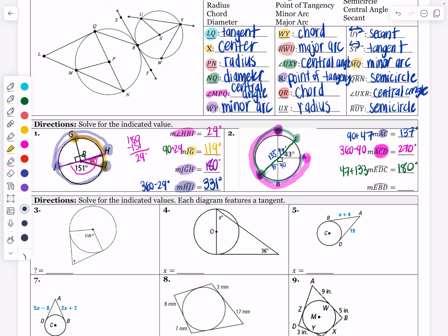And then last but not least, we also want to find arc EBD. E to B to D. Starting at E, going through B, stopping at D. So that's going to be all the way around the circle minus the 47 degrees. So when I write that out, that was a full circle, 360 minus that 47. It stopped short of this 47. So 360 minus 47 is going to give me 313 degrees.